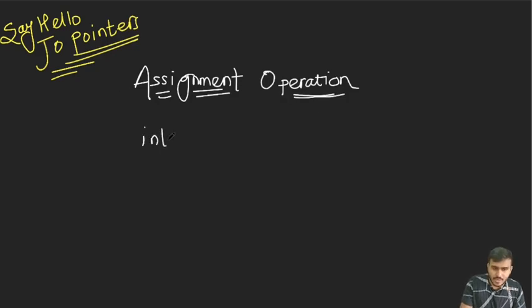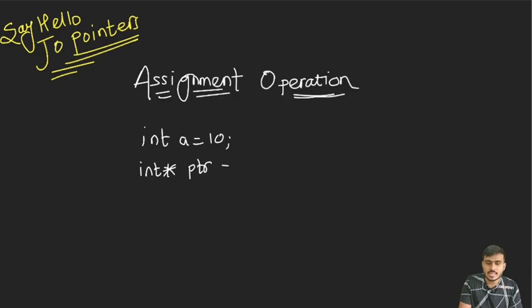Let's assume we have a variable of type int with an initial value of 10, and we want to create a pointer to this variable. How did we used to do it? We used to write int star ptr, where ptr is the name of the pointer, is equal to address of a. Now this operation is nothing but an assignment operation. We call it initialization, but initialization is nothing but an assignment operation. It just has a special name because this assignment is done at the time of declaration of the variable.